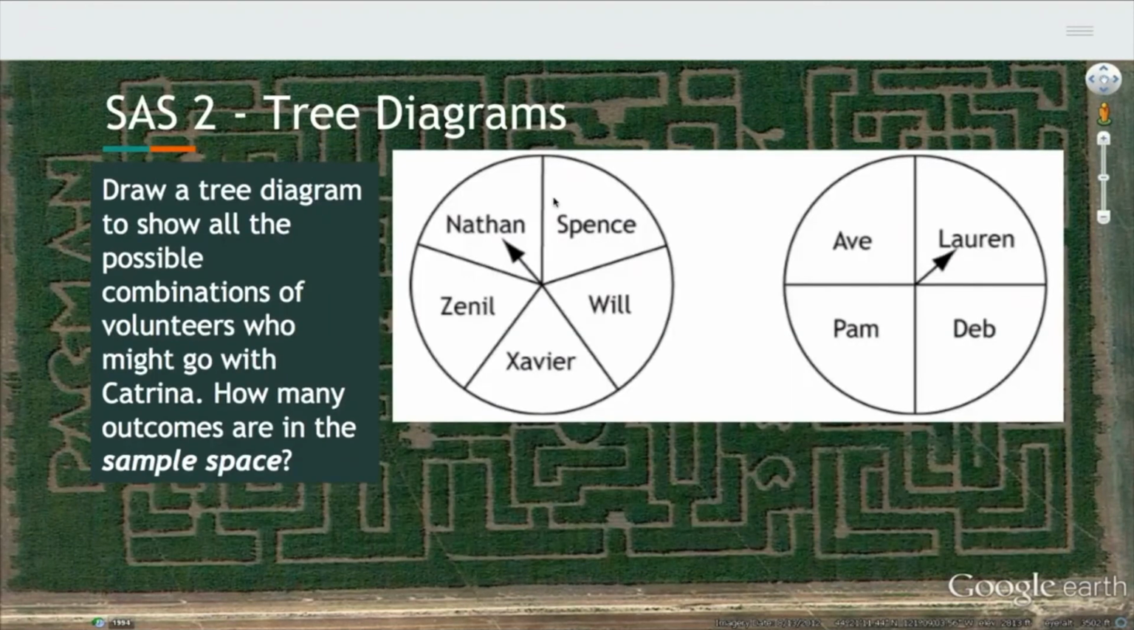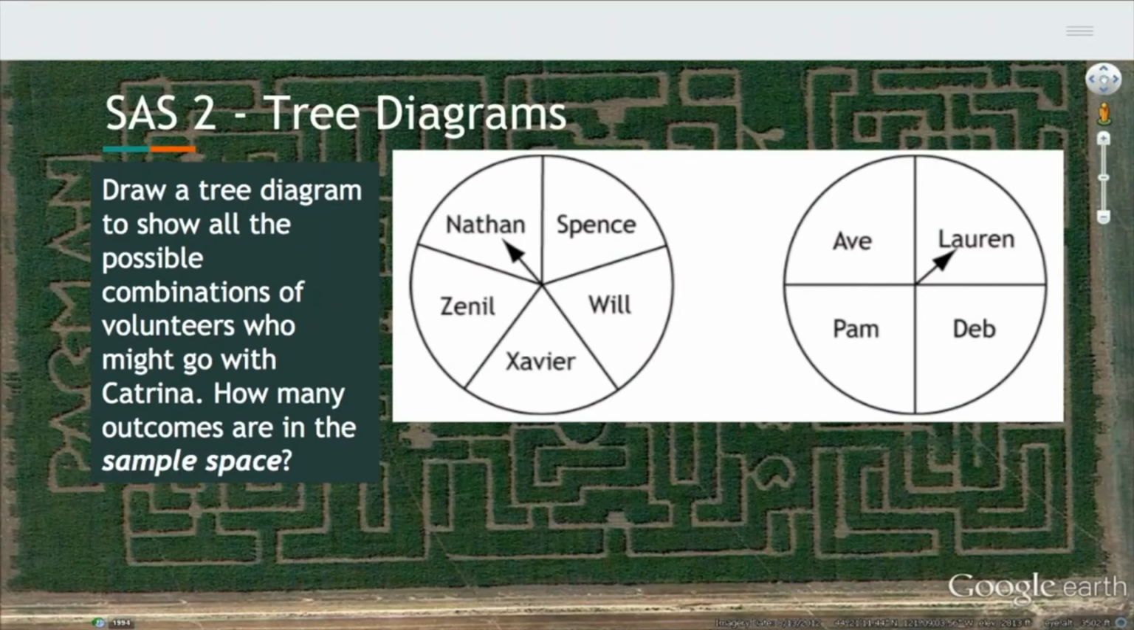Okay, notice in these spinner sections that all the sections are even. They have the same area inside them, whether there's 4 girls or there's 5 guys. It is separated evenly. Otherwise, it wouldn't be fair, would it?